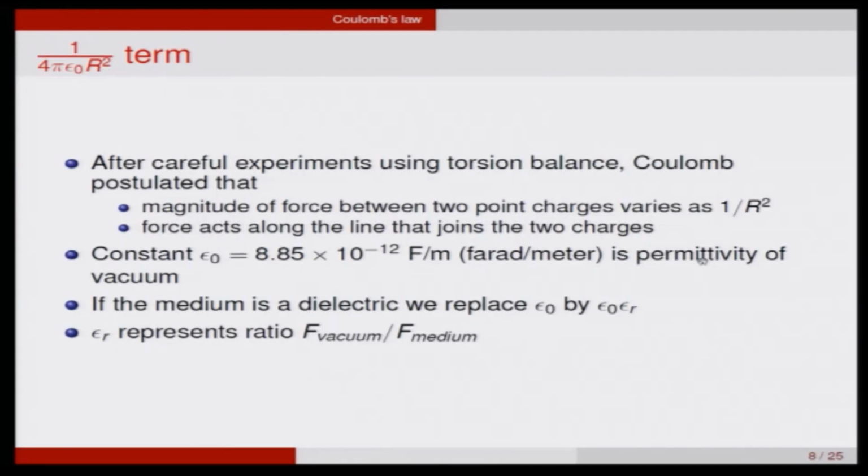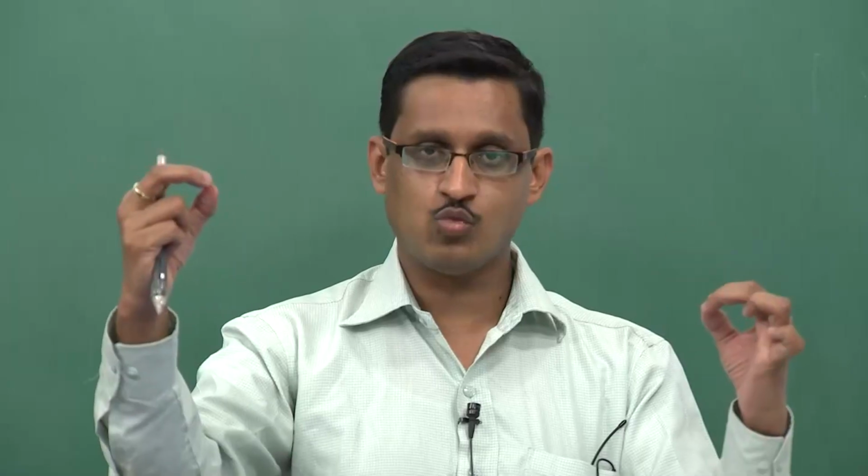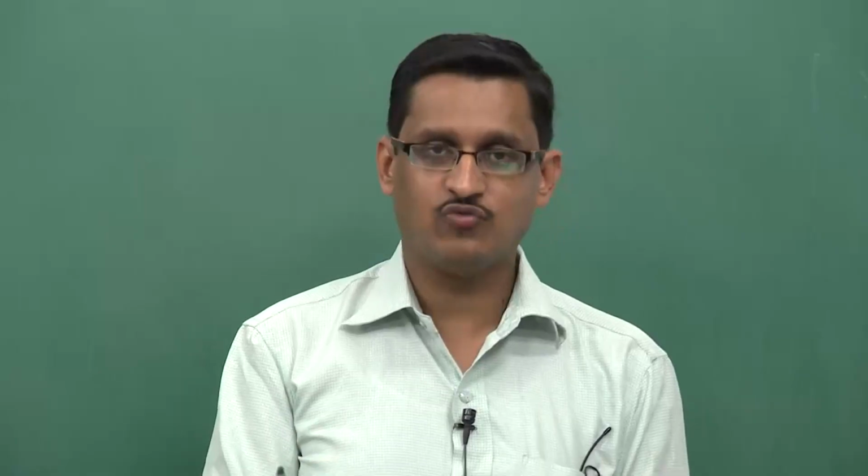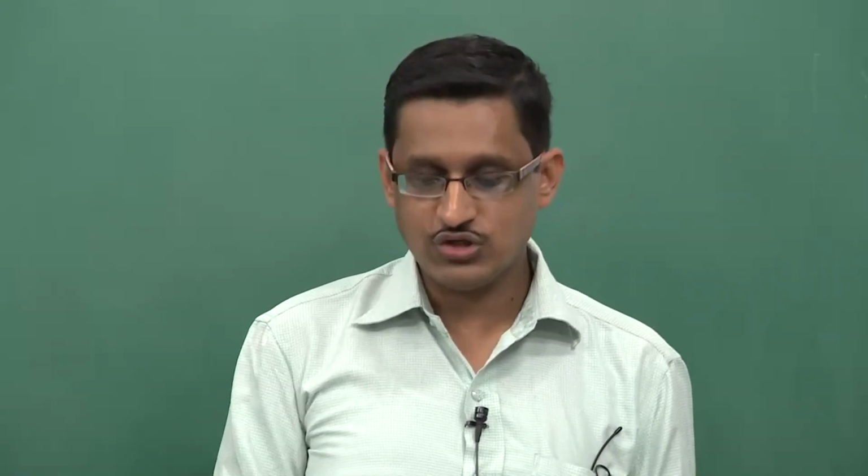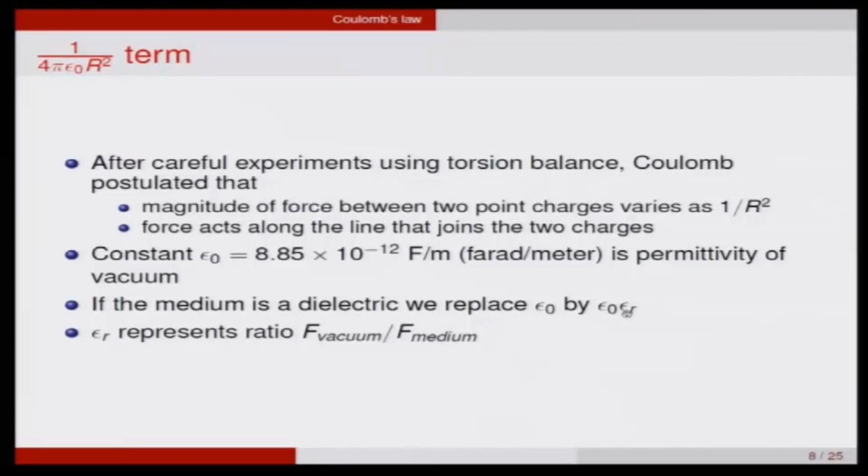Now, instead of vacuum, you take the two charges and put them in a material, okay, that material is called a dielectric material. Then we need to replace this epsilon 0 by epsilon 0 into epsilon r, where epsilon r represents the ratio of the forces. That is, if the two charges were placed in vacuum, what is the force between the two, and now with the two charges placed inside a medium, what is the force between the two. The ratio of these two is given by epsilon r.